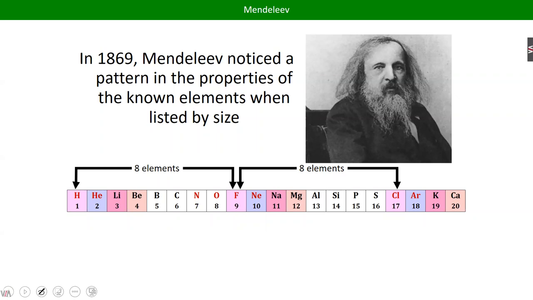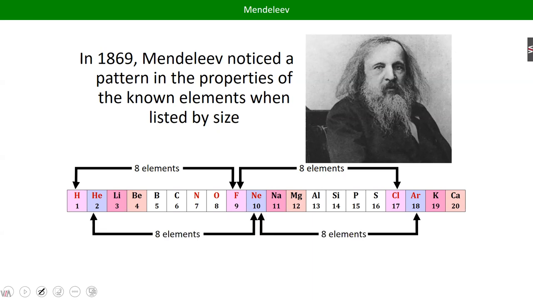And the way he figured this out is, up until this point, everybody just had tables of elements where they just had them listed at the back of a book, like an index. And they were just listed alphabetically, typically, according to whatever language you happen to be reading in. But Mendeleev realized that if you arranged them by atomic mass, by how much the atoms weighed, patterns showed up. So he noticed that every eight elements you had things that had similar properties. So helium was eight elements away from neon, and they both had similar properties. Neon was eight elements from argon that had similar properties.